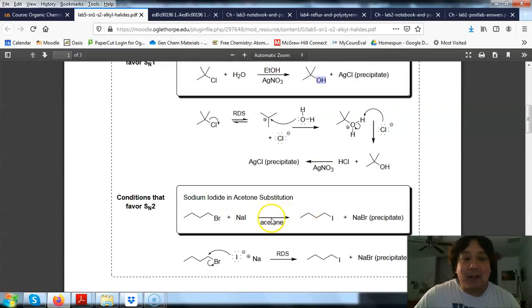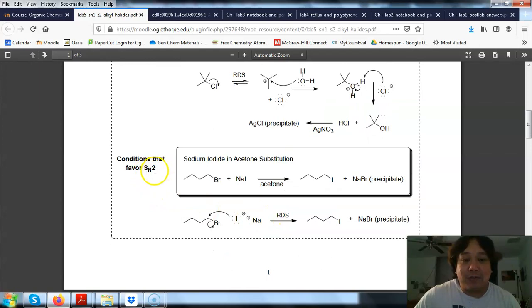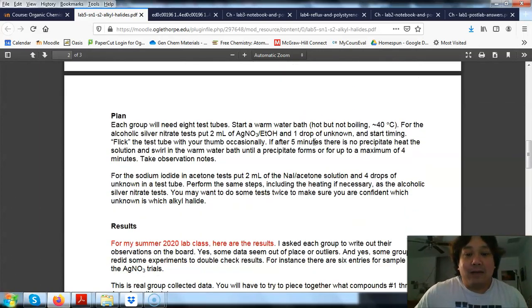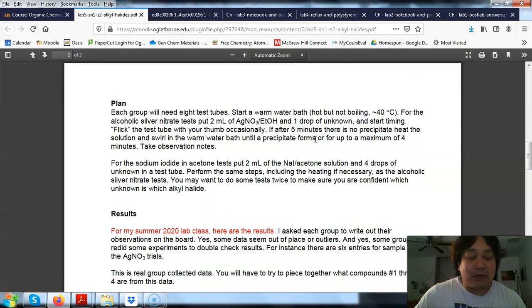Now the opposite trend occurs for SN2 pathways. The primary alkyl halide reacts fastest, and we're favoring an SN2 pathway because we have a very good nucleophile, I-, and we're running this reaction under polar aprotic solvents, acetone. You'll do that reaction, or those set of reactions, 4 unknowns, 2 tests, so at a minimum 8 test tube tests. Okay.